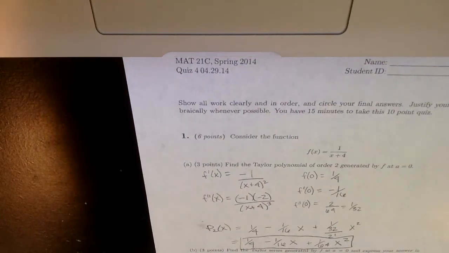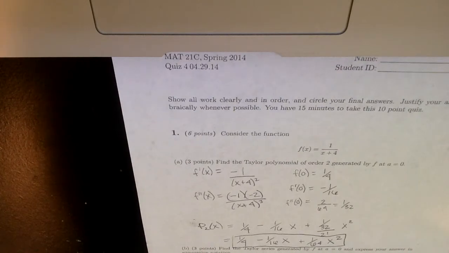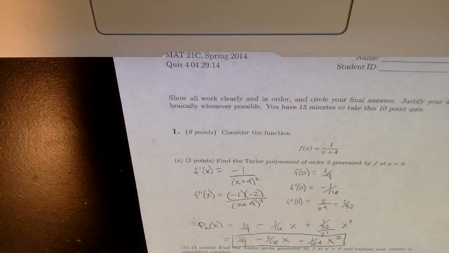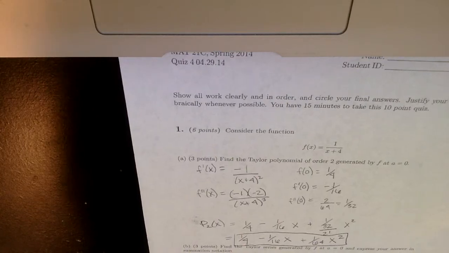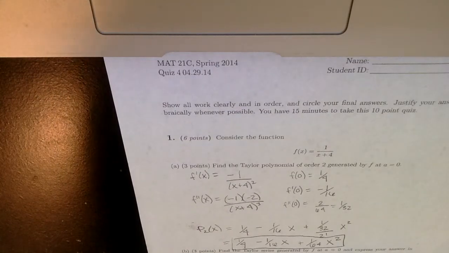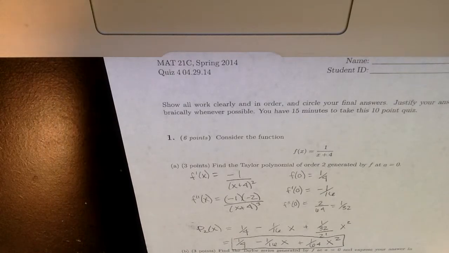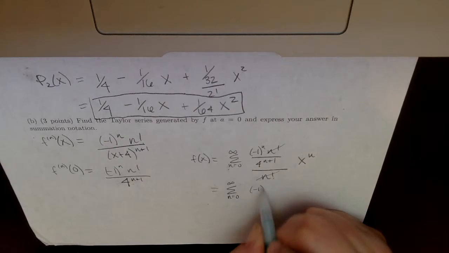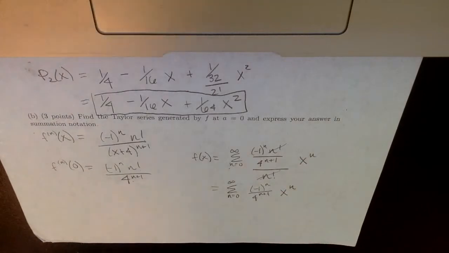Okay, so then our Taylor series, so f of x expanded as a Taylor series, runs from n equals 0 to infinity, and it's the nth derivative of f evaluated at 0, which is negative 1 to the n factorial over 4 to the n plus 1, all over n factorial times x to the n. Now this simplifies, these n factorials cancel, and we end up with the summation from n equals 0 to infinity of negative 1 to the nth over 4 to the n plus 1 times x to the nth.